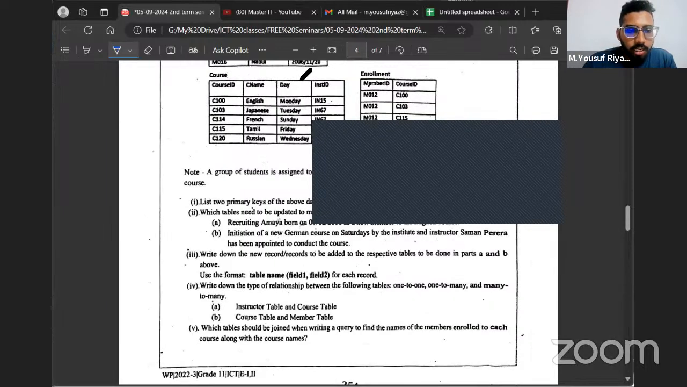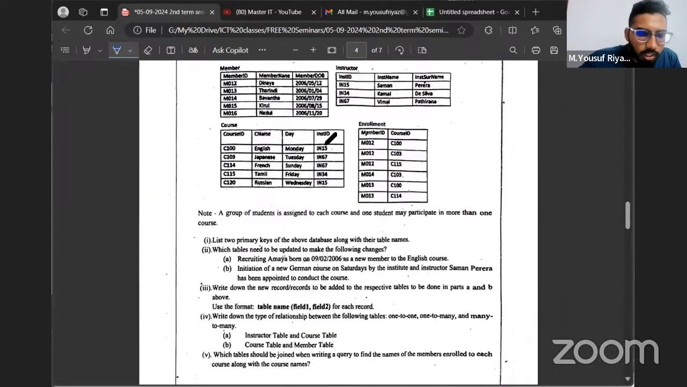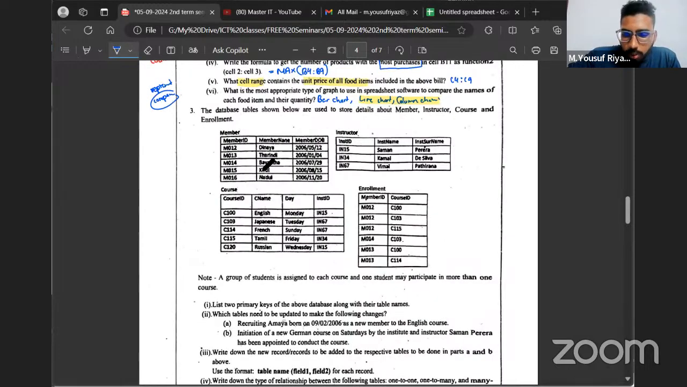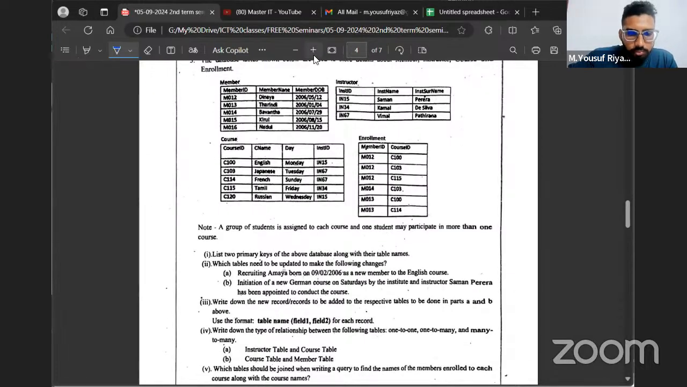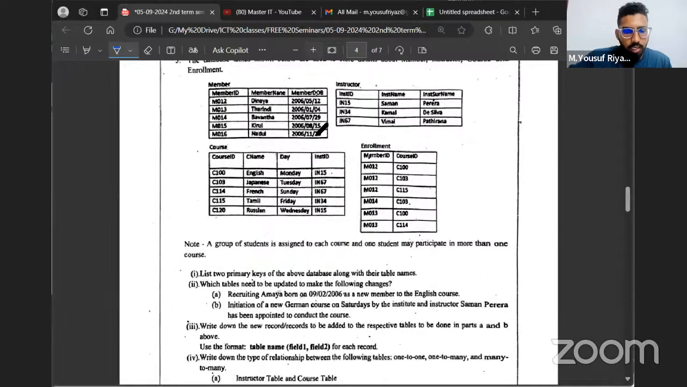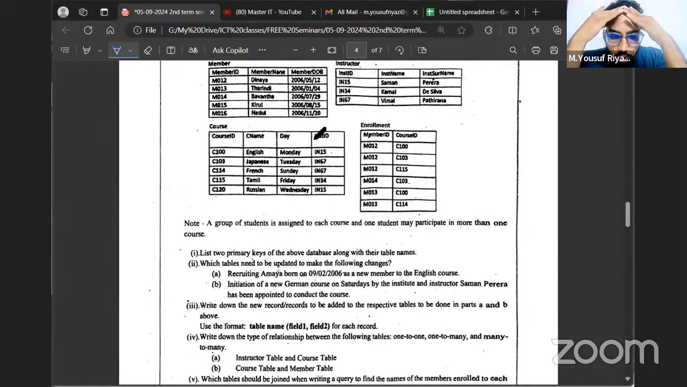Next. The database table shown below is to store information about member, instructor, course, and enrollment. A group of students is assigned to each course, and one student may participate in more than one course. List two primary keys of the above database along with their table names.